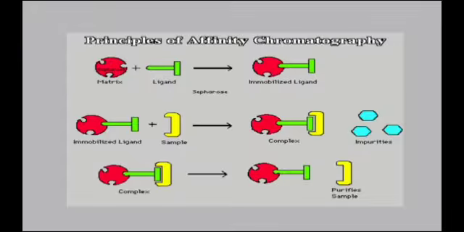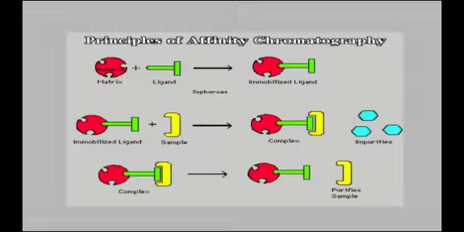Looking at the diagram on this slide, you can see the principle illustrated clearly. The column contains immobilized ligands attached to the matrix. As the sample mixture enters, some molecules are shown flowing straight through. These are the ones that do not recognize or interact with the ligand. The target molecules, however, are shown binding to the ligand.